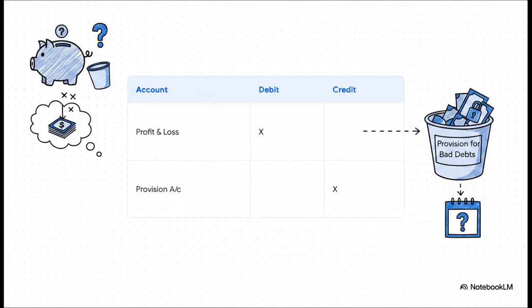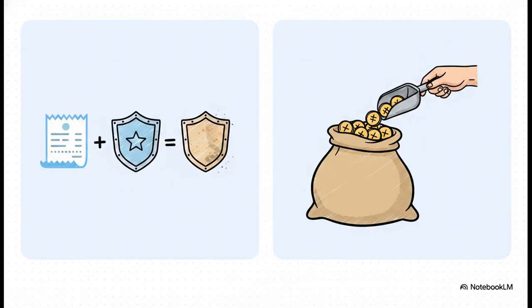Instead, we create a separate bucket. We debit the profit and loss account for the anticipated expense, and we credit a brand new, distinct account, the provision for bad debts account. Now, when we pull this all into our final accounts, here's how it plays out. Over on the balance sheet, you deduct the new provision from sundry debtors. This shows your true, realistic expected cash realization.